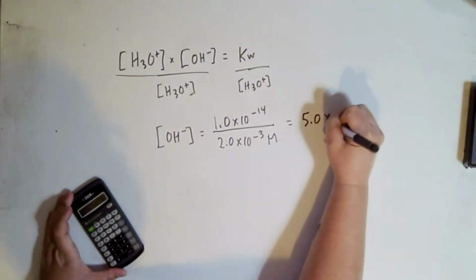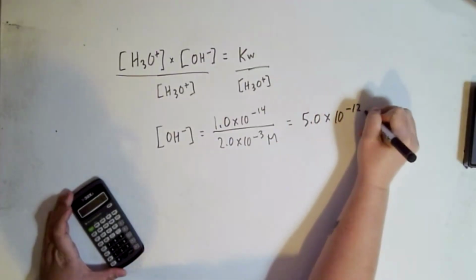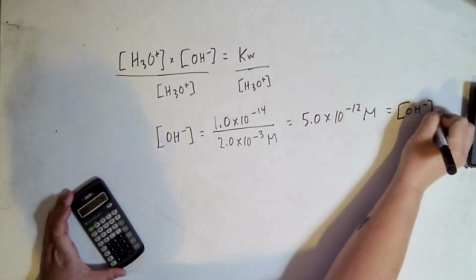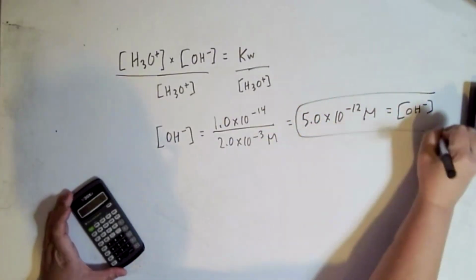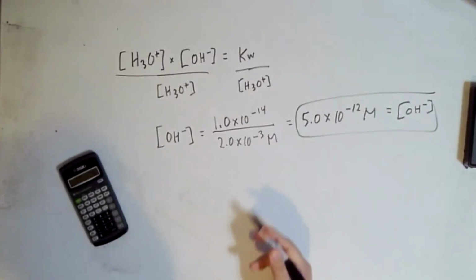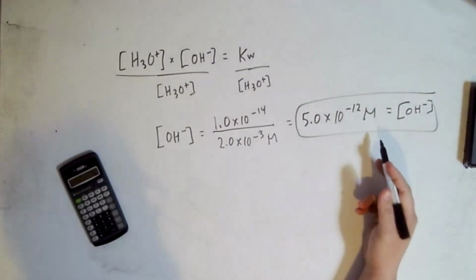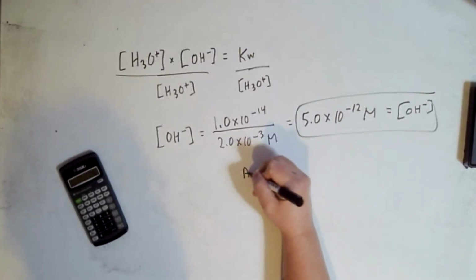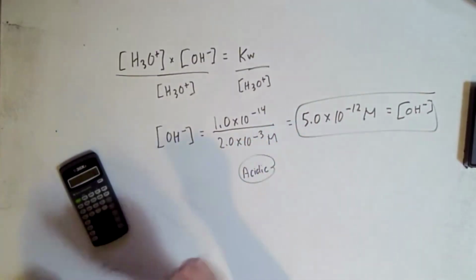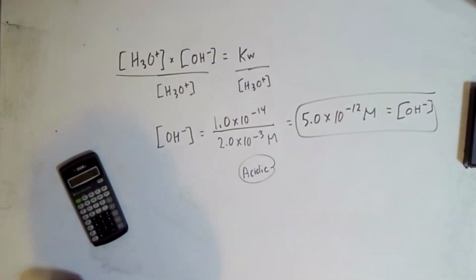And we're going to get 5 times 10 to the negative 12 molar as our concentration for our OH minus. And we see that in this solution, our hydrogen ion concentration is significantly larger than our hydroxide ion concentration. This solution is going to be an acidic solution, which makes sense. It's lemon juice.